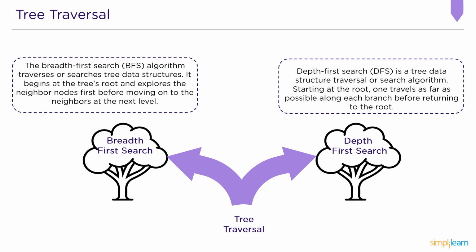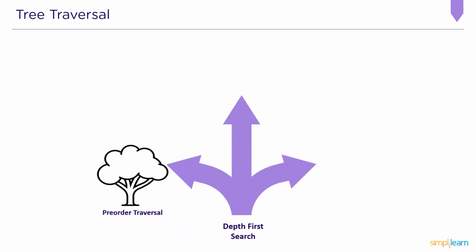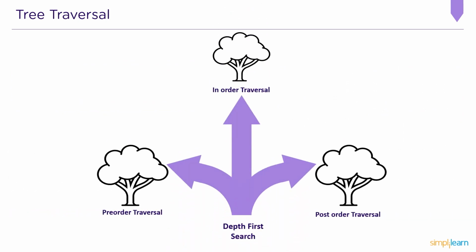Depth first search is a tree data structure traversal or search algorithm. Starting at the root, one travels as far as possible along each branch before returning to the root. Depth first search tree traversal has been classified into three modes of traversals. So we have pre-order traversal, in-order traversal, and post-order traversal. Let us try to define all these traversals in greater detail.